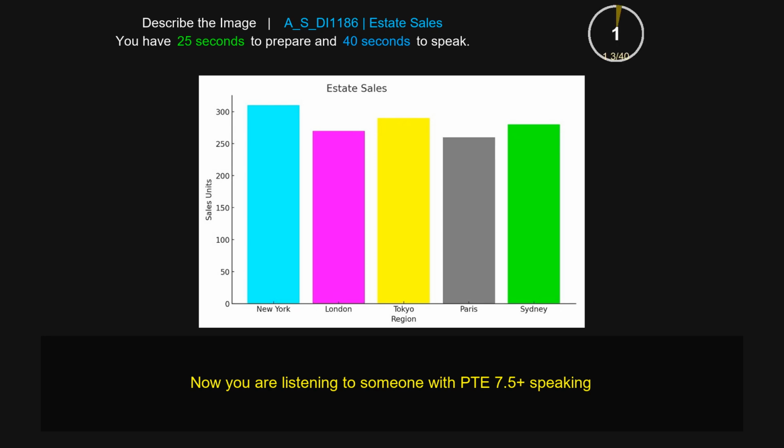The given bar graph provides information about estate sales in sales units in different countries. On the x-axis, there are different countries like New York, Tokyo, and Paris. On the y-axis, we have different sales units ranging from 0 to 300. From the graph, it is evident that the maximum value is covered by New York, which is around 320. From the graph, we can also see the least value is covered by Paris, which is around 250 only. It is also seen that the value for Sydney is 270.